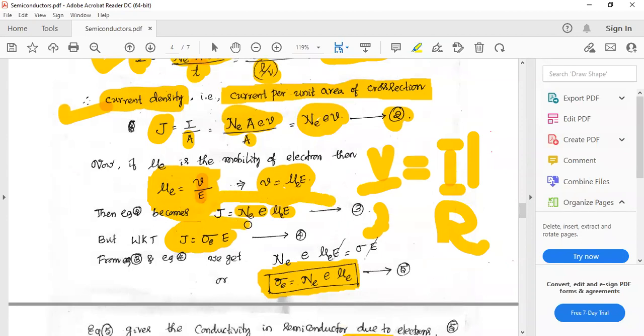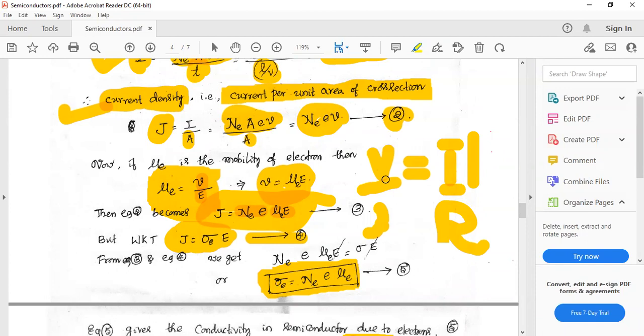Therefore, from Ohm's law, I can say J is equal to sigma into E, right? It is nothing but another version of V is equal to IR. It is a task for you guys to obtain J is equal to sigma E from V is equal to IR. If you are not able to obtain it, I will do it in the class. I have to now compare these two expressions, J is equal to N_e e mu_e E with J is equal to sigma E.